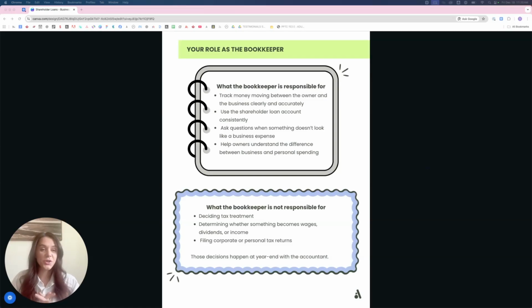And that leads us into your role as the bookkeeper. As bookkeepers, we're not responsible for deciding tax outcomes. We're usually not the ones filing corporate or personal tax returns. It's our responsibility to track the movement of money between the shareholder and the business clearly and accurately. That means asking questions when something doesn't look like a business expense and helping owners understand the difference between business spending and personal spending.